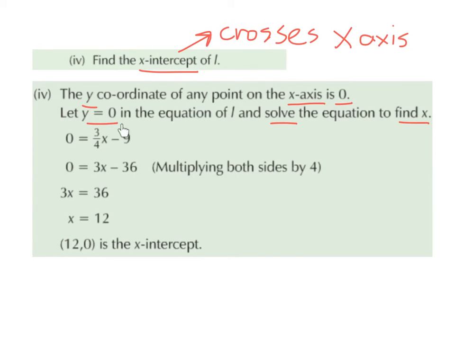Alternatively, we could have brought the minus 9 over the other side and it would have become plus 9. And then we could have divided both sides by 3/4. So 9 divided by 3/4 would still end up giving us 12. So 12, 0 is the x-intercept.